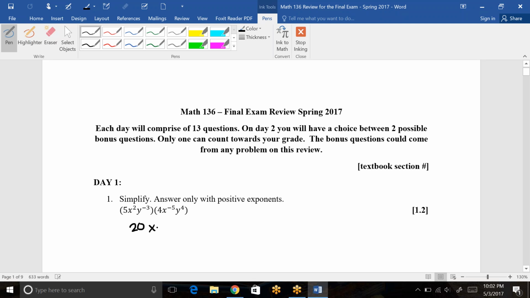So that would be x to the 2 minus 5, so that'd be negative 3. And then y times y, and it's negative 3 plus 4, so y to the first. Our answer can only have positive exponents, so we need to move the x to the negative 3 to the bottom. So 20y, and then over x to the third.